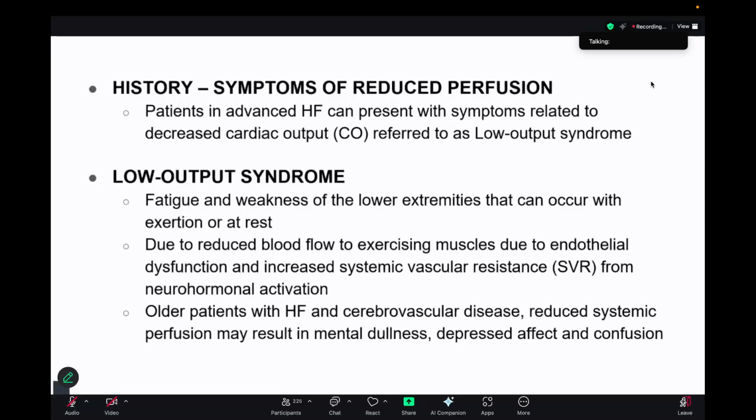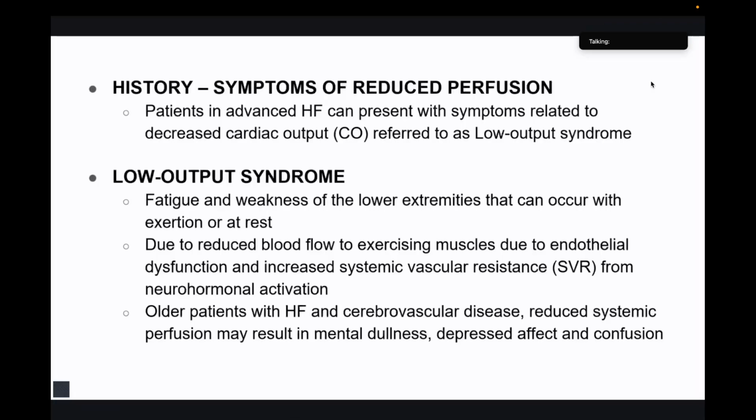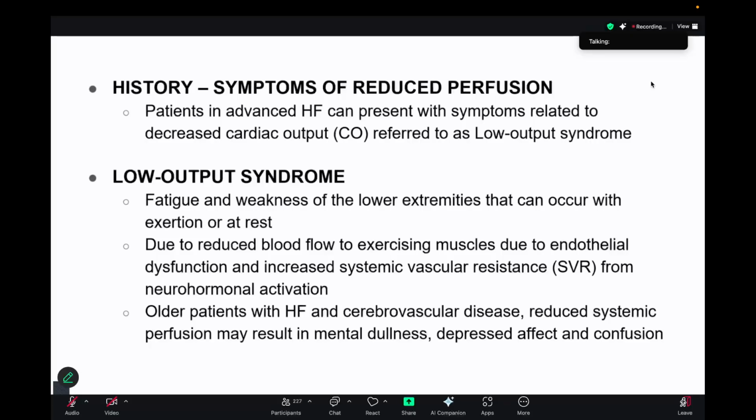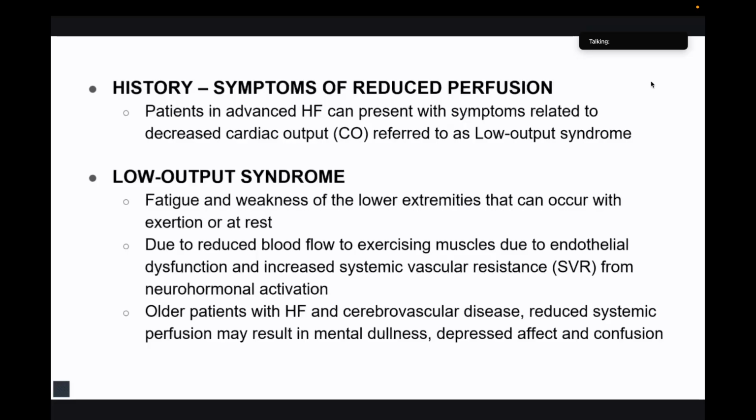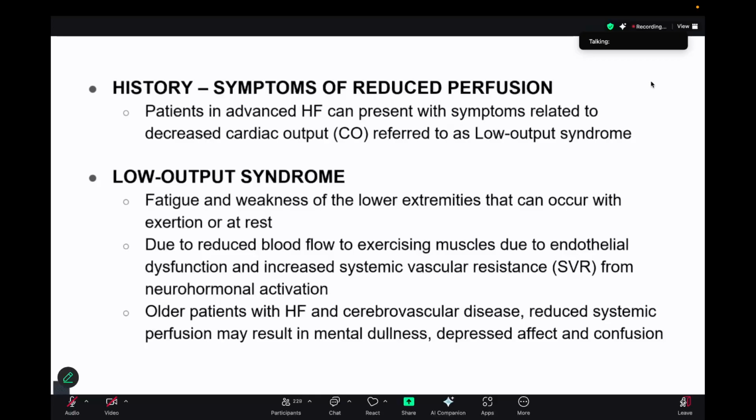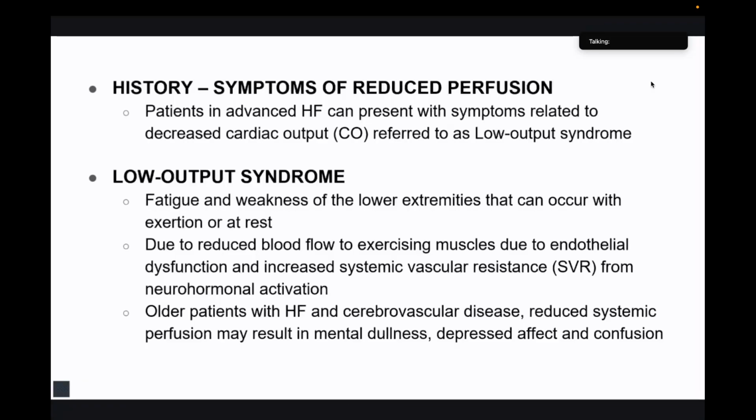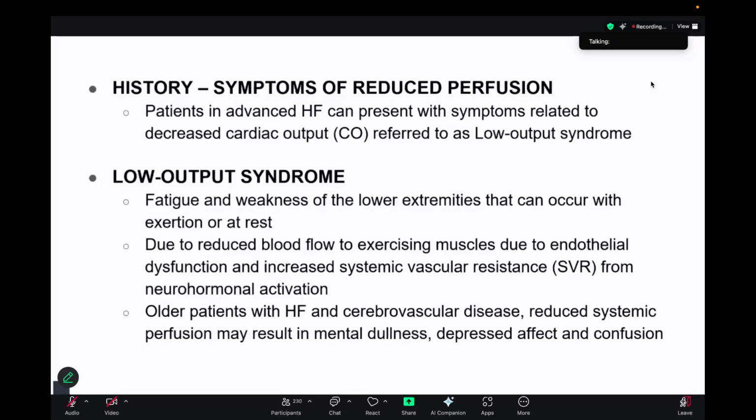Also, in the history of patients with heart failure, you look for symptoms of reduced perfusion. Patients in advanced heart failure can present with symptoms related to decreased cardiac output, referred to as the low output syndrome. In low output syndrome, these patients can have fatigue and weakness of the lower extremities that can occur with exertion or at rest. It is due to reduced blood flow to the exercising muscle due to endothelial dysfunction and increased systemic vascular resistance from neurohormonal activation.